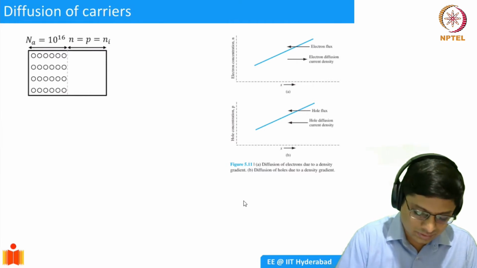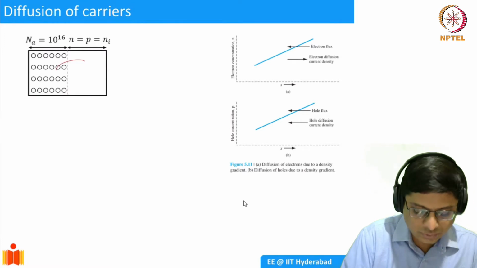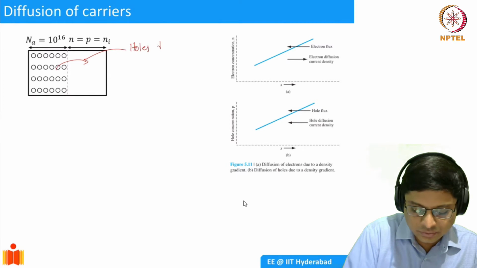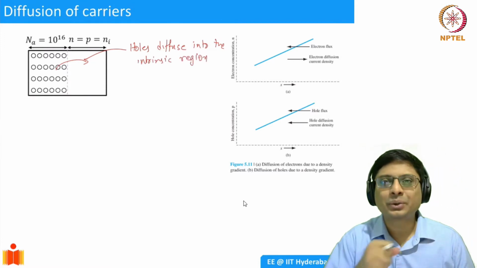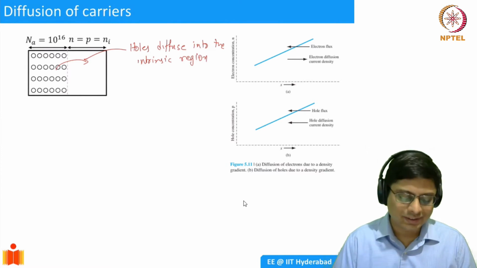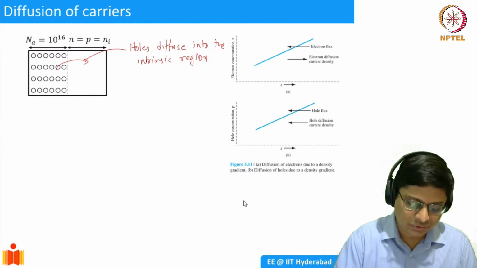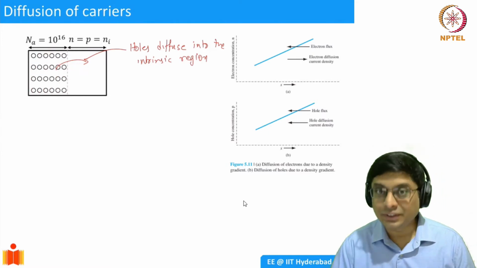Okay, so you have additional holes here, right? So holes are going to diffuse into the intrinsic region. Are electrons going to diffuse? Think about it. We're talking about holes: on the left side you have a lot of holes, and they're going to diffuse. Is there going to be any electron diffusion? Well, it is going to be there.